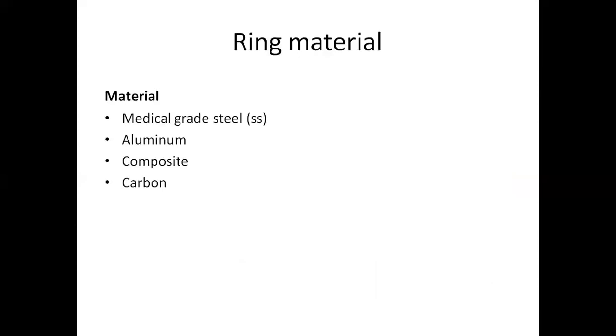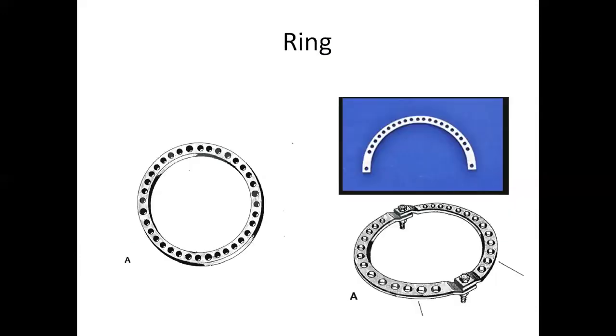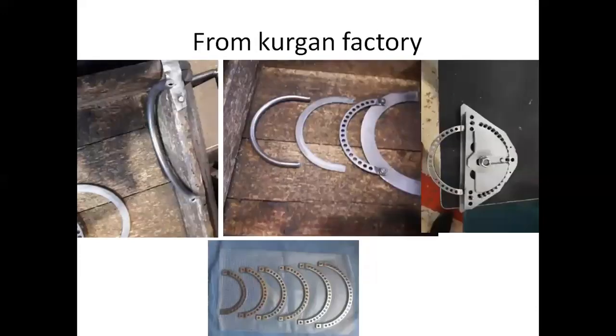Now, the ring materials: which material of the rings is best? There are SS materials, aluminum, composite and carbon rings. In my sense, the SS material, or stainless steel, is the best. Why is it the best? Because it is reusable, it is cheap, and it maintains the Ilizarov biological principle of bone synthesis.